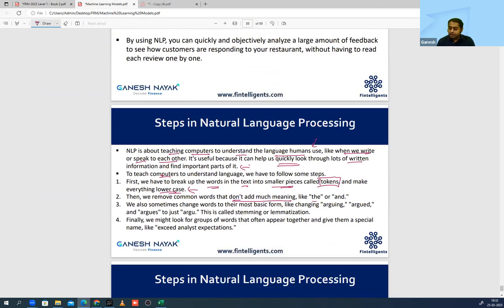The next part, then we remove some common words which do not add any value. Like for example, the, and. मतलब computer is not facing any problem in reading those. These are repetitive words. Again, why am I removing it? Because when I'm going to analyze it, it is going to consume my energy. So मैं इसको निकाल रहा हूँ.